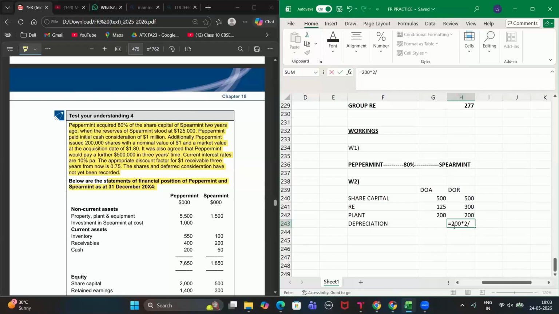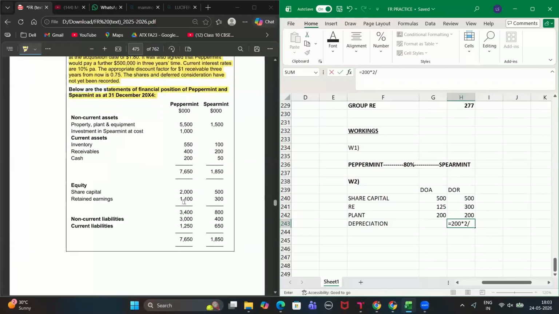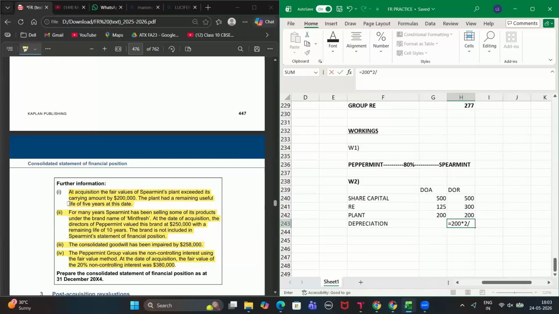So at the date of acquisition, what is the remaining useful life? It's mentioned. The useful life is 5 years, right? So how many years of depreciation should we charge? How many years have passed since acquisition? 2. So how much will be the depreciation? 2 divided by 5. That is 80. Did you guys get this? Is it clear for everyone?